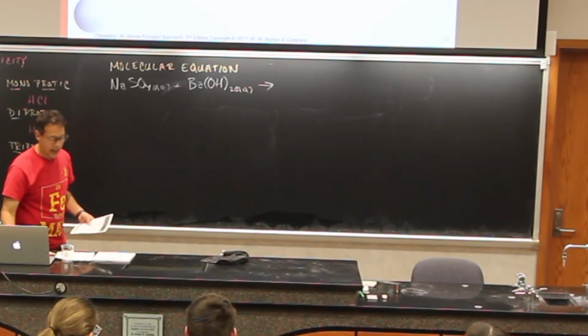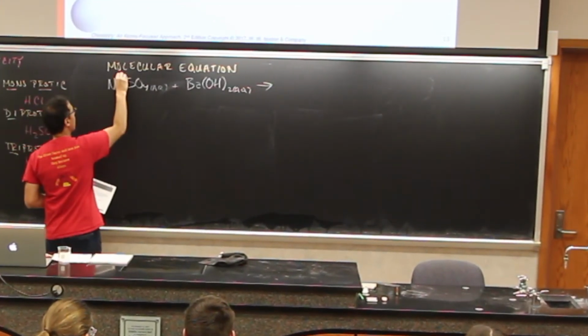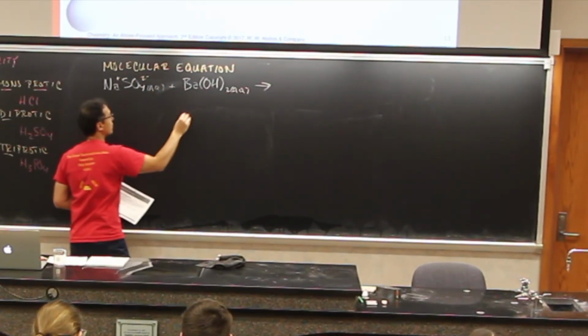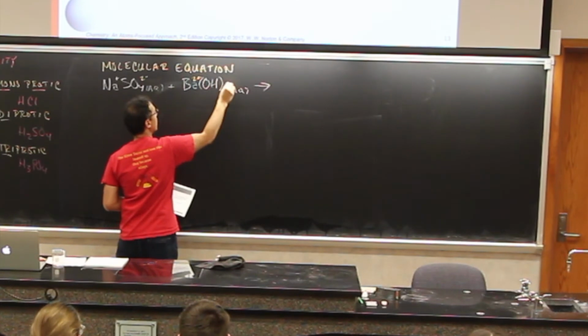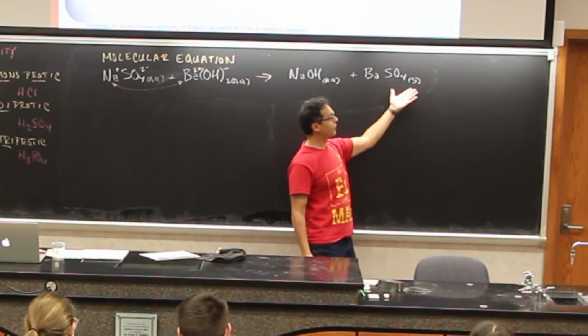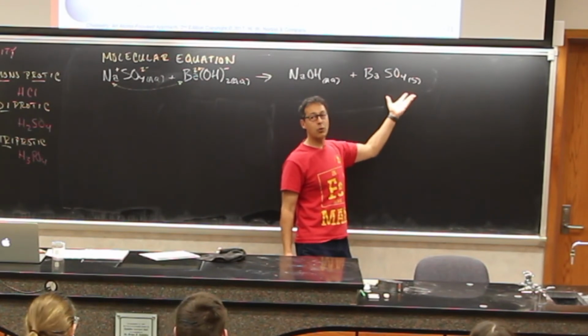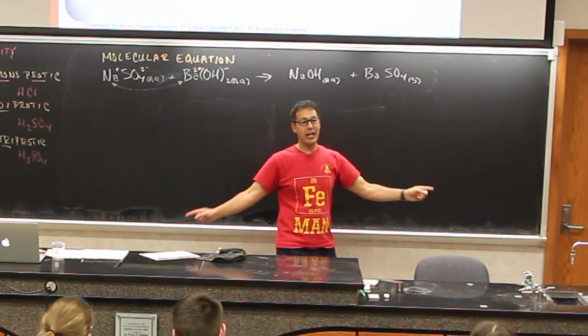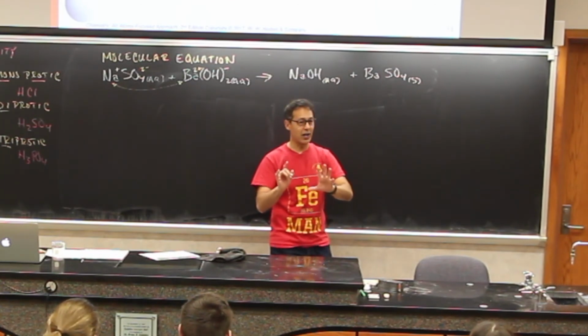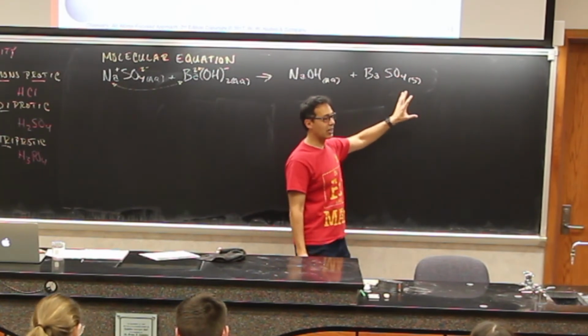Now, to tell what happens, our sodium ions are positive, sulfate is 2-, barium is 2+, hydroxide is 1-. Barium sulfate is going to form a precipitate. It's going to form a solid. How do we know that? We don't know that yet. That comes tomorrow. I'm going to show you the rules for figuring that part out.